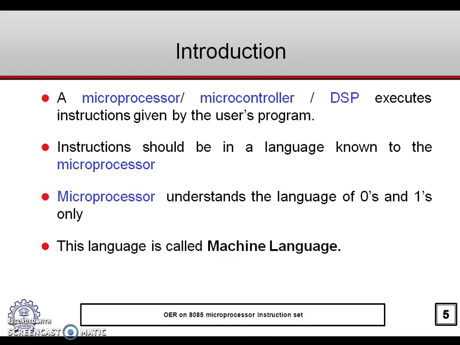Introduction. Now a microprocessor, microcontroller or DSP is digital hardware which executes the instructions given by the user's program. The user's program resides in the memory of the system. Instructions should be in a language known to the microprocessor. Microprocessor understands the language of zeros and ones only because it is digital hardware. This language is called machine language.